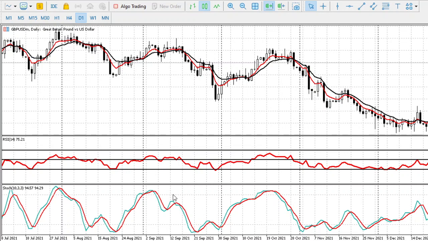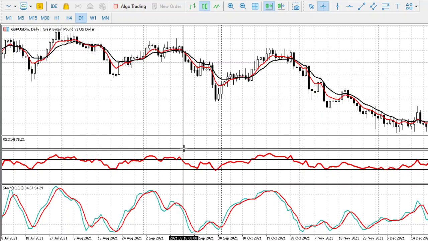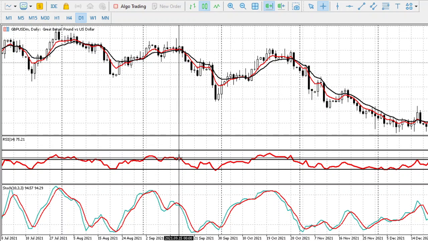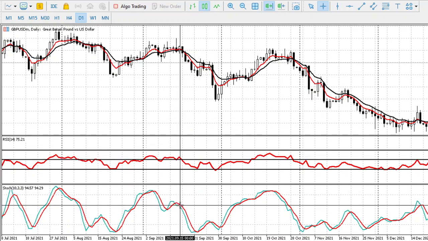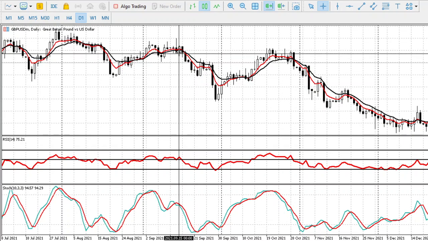Then our stochastic, both lines should be facing down. So as you can see in this case, our moving average crossed here, then the RSI moved below the period 50 here, and also our stochastic lines are facing down. So this was a valid sell entry. Then you can enter here.